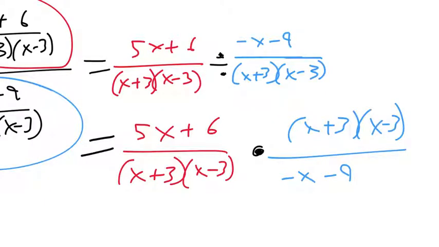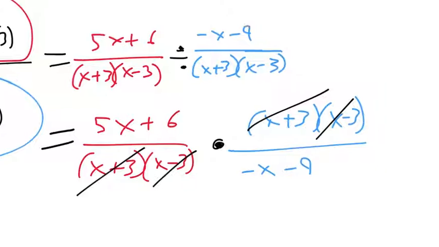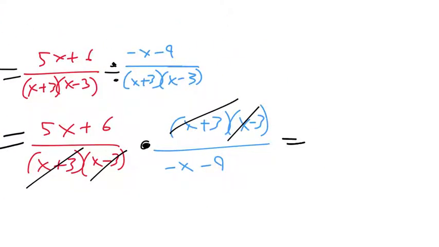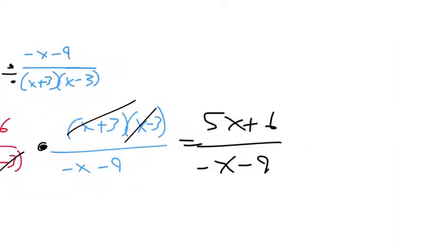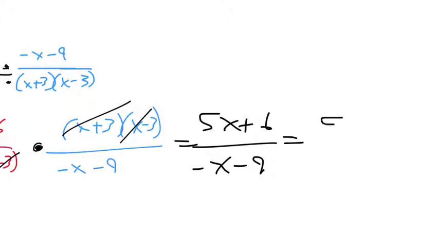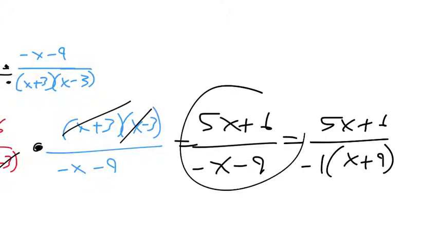And now that we're multiplying, now we can cross simplify. x plus 3 and x plus 3 cancel out. x minus 3 and x minus 3 cancel out. So you're left with just the 5x plus 6 up top. And you're left with negative x minus 9 on bottom. So that's it. An equivalent way of saying this is you could factor out a negative 1. But that doesn't really make it any prettier. This is fine right here.